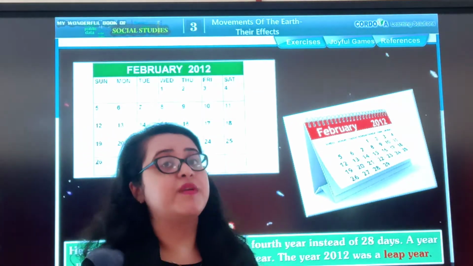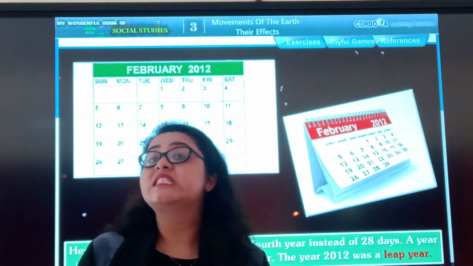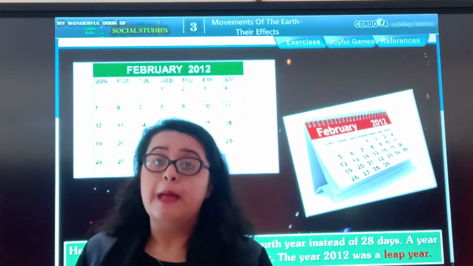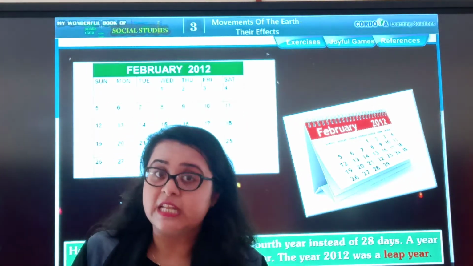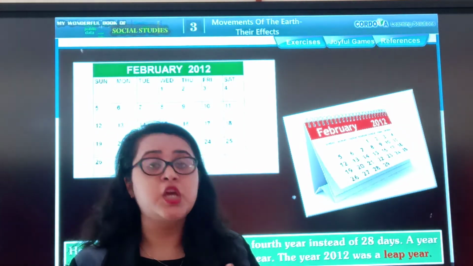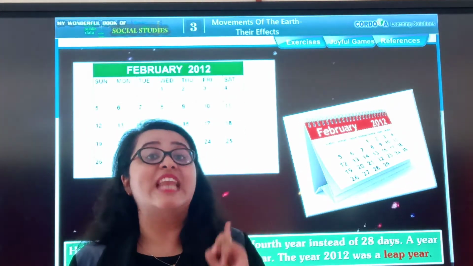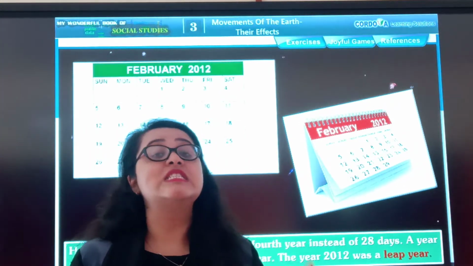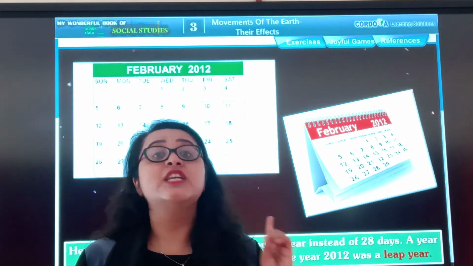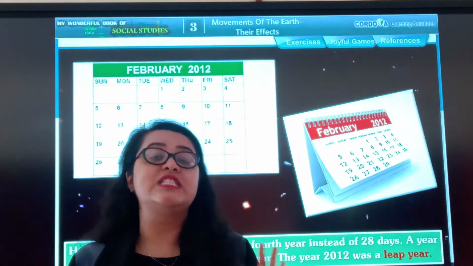Every 4th year, in February. Which leap year did we face? In this it is given 2012, but in 2016 there was a leap year, and as well as in 2020 there was a leap year. You can open the calendar and have a look. In 2016 there were 29 days in February, as well as in 2020 there were 29 days in February. And you have to remember that the total number of days in a leap year is 366.